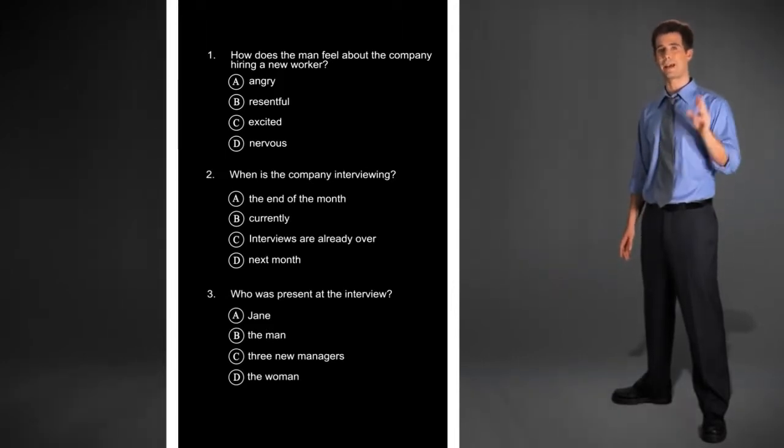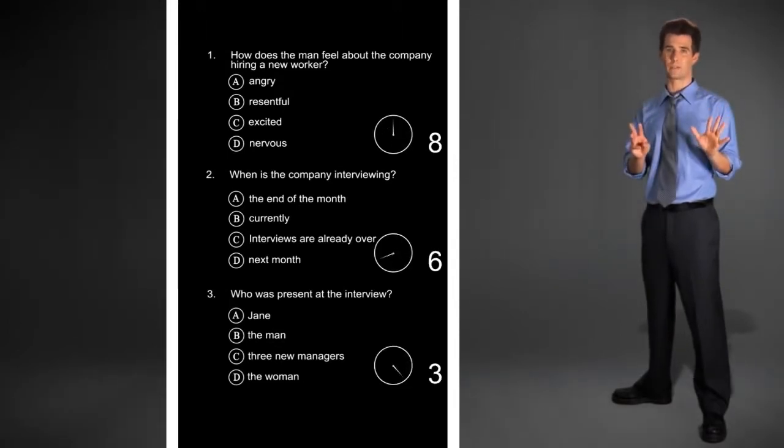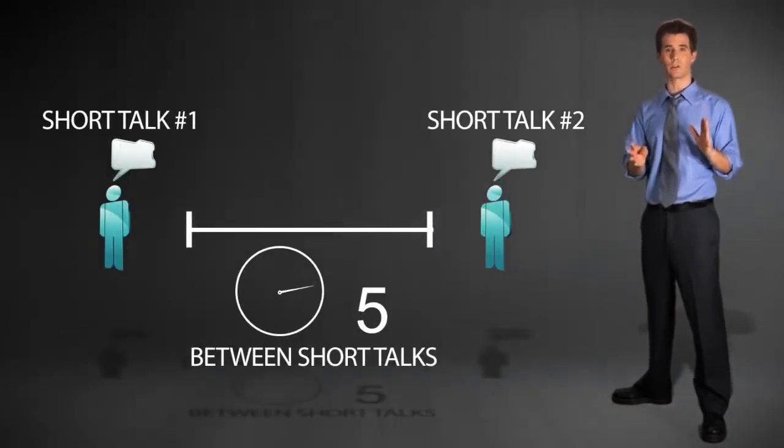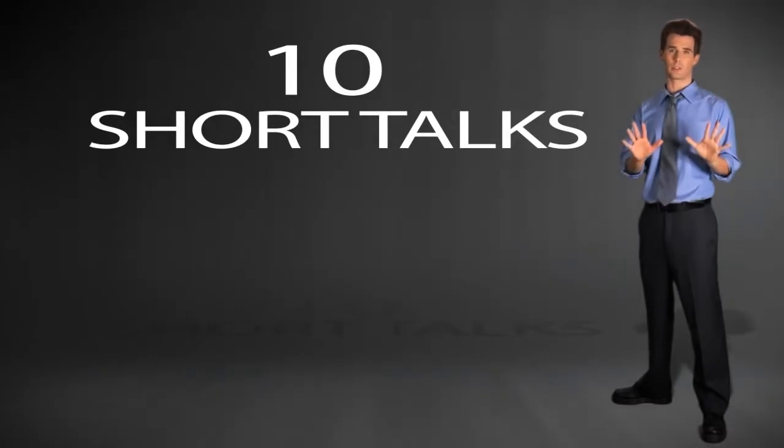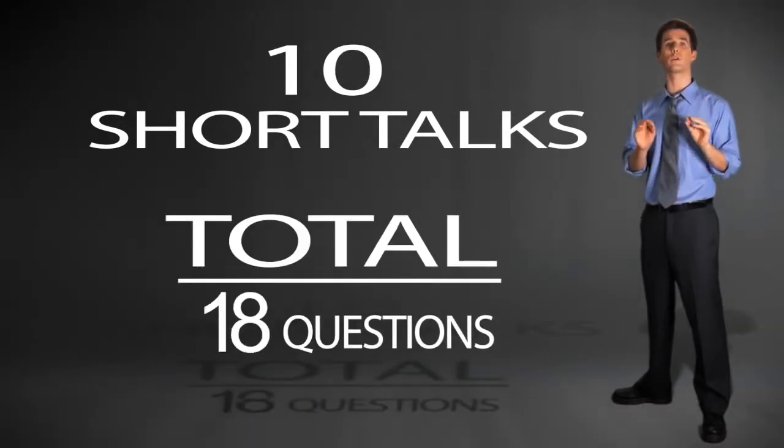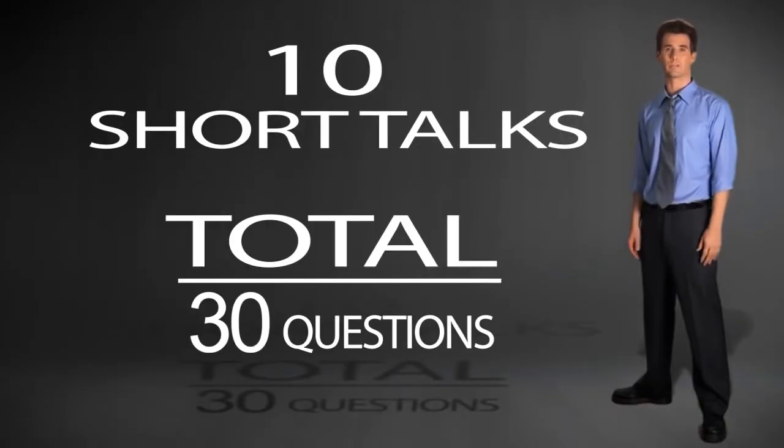Each short talk has 3 questions to it. Usually, for one question, you only have 8 seconds to answer. So, for one short talk, you have 24 seconds. This whole section has 10 short talks. So that means there are 30 questions to answer for the whole section.